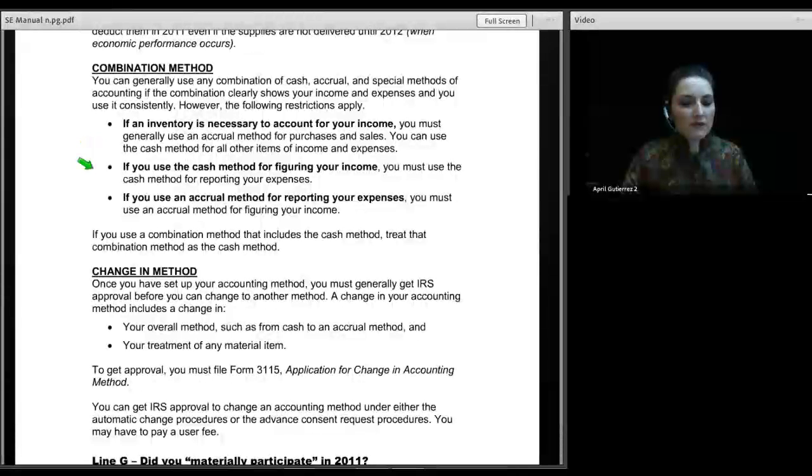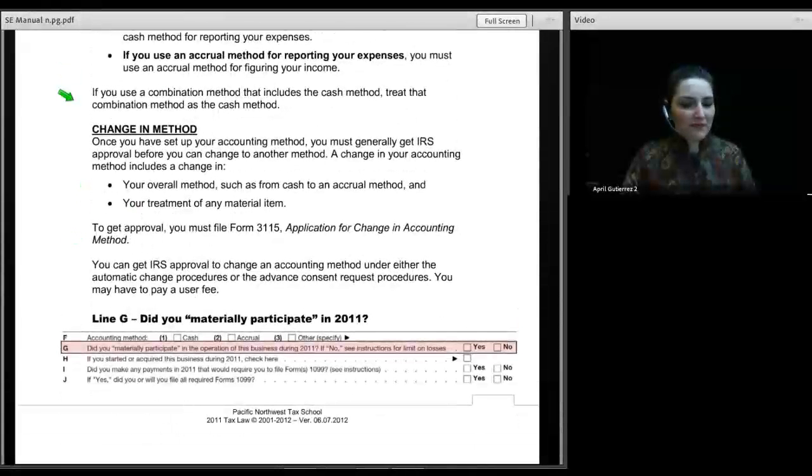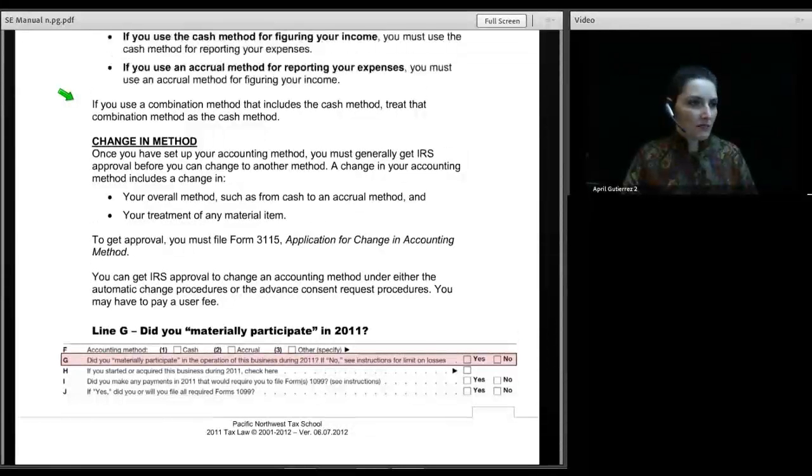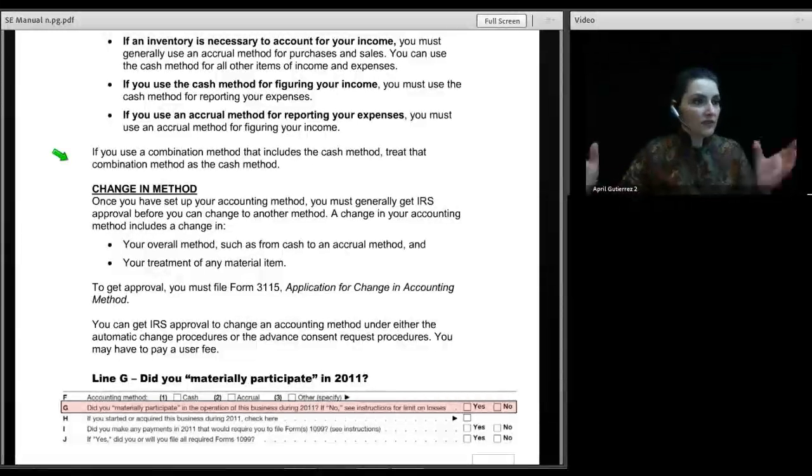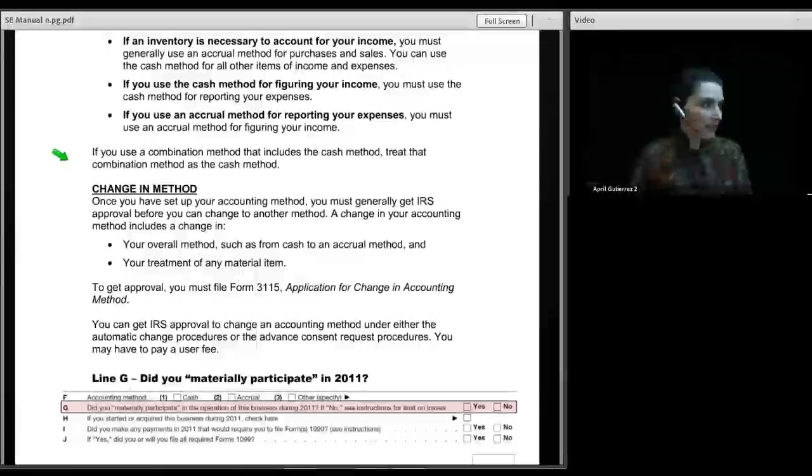If you use the cash method for figuring your income, you must also use the cash method for reporting your expenses. And if you use the accrual method for reporting your expenses, you must also use an accrual method for figuring your income. It's not hard to figure out why they'd want that rule. If you use a combination method that includes the cash method, treat that combination method as the cash method. So for example, if you're predominantly a cash method tax filer for your business, but you use the accrual method for inventory only, you would call yourself cash.